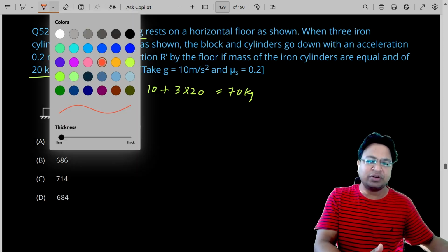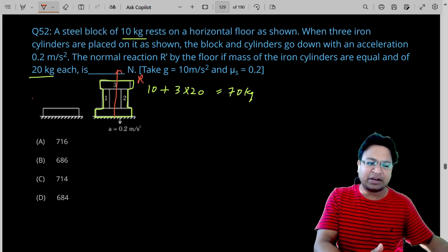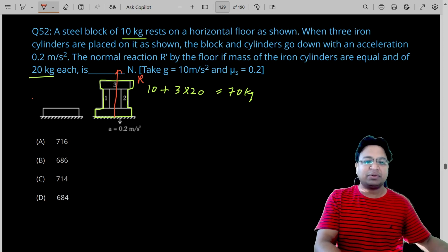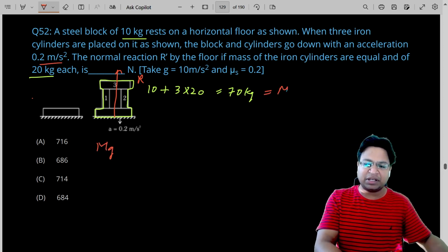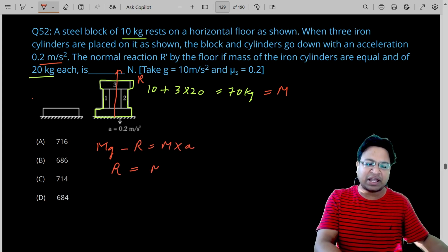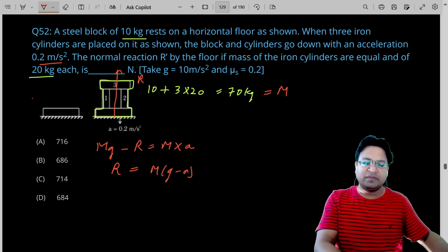Okay, so if the floor is exerting a normal reaction of R and the entire system is going down with an acceleration of 0.2, we will write capital M into g, where this value denotes capital M, minus R is equal to capital M into the acceleration, and from here we can find out the value of R as M into g minus a. So we will finish the calculation now.